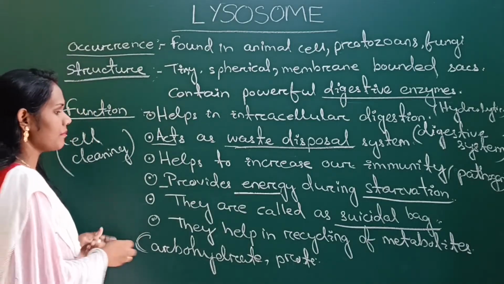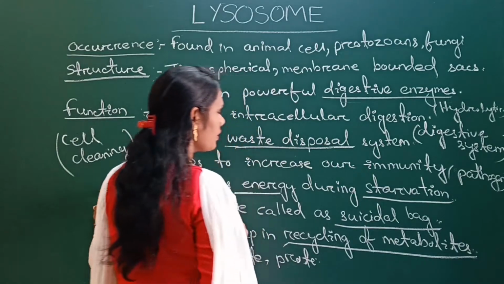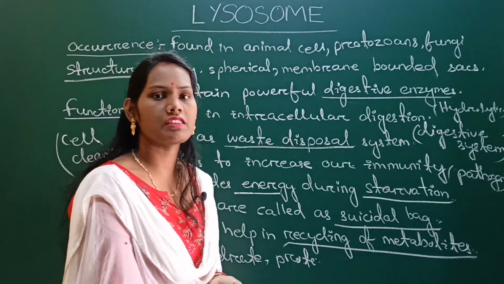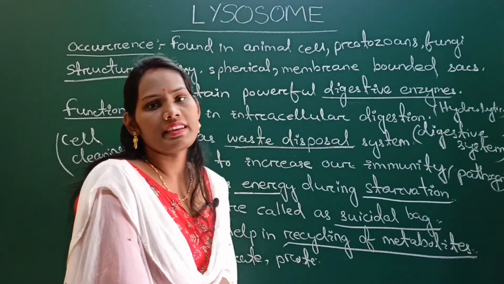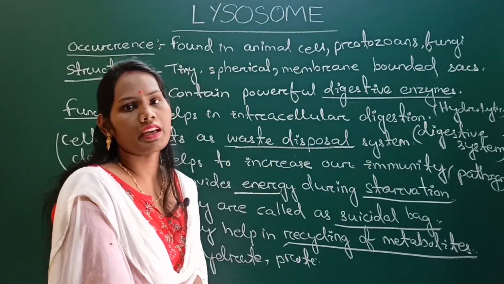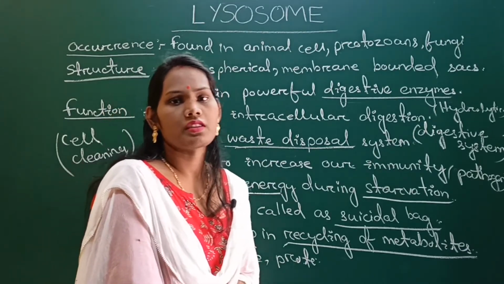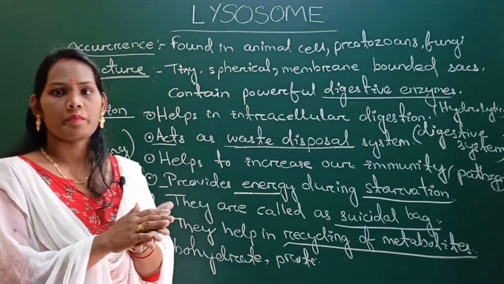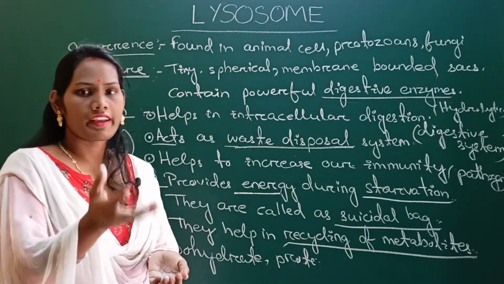Next, they help in recycling of metabolites. Recycling metabolites mainly helps to form other cellular organelles. So it can take part in the recycling process and recycling of metabolism. So it also functions as the recycling process of cells. So that is all about the lysosome: the structure of lysosome, function, and where it is found.